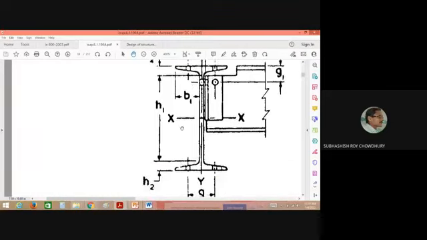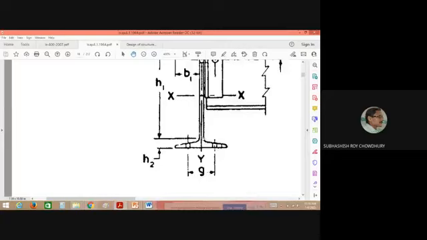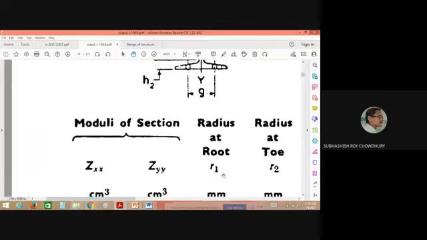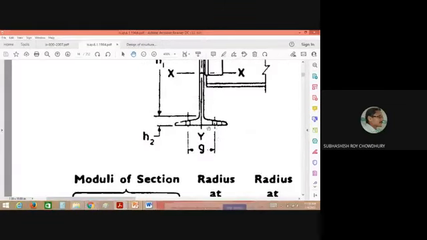So the radius of this circular part is written here as the radius at root. It is called the root radius. Root radius is basically a quarter circular curve, and this quarter circle must have one radius. That radius is R1. And R2 is the radius at toe. Actually, this is the web and this is the flange part of the beam. The particular part where it has the junction with the web is called the root part, and this is the end of the flange, which is called the toe part.